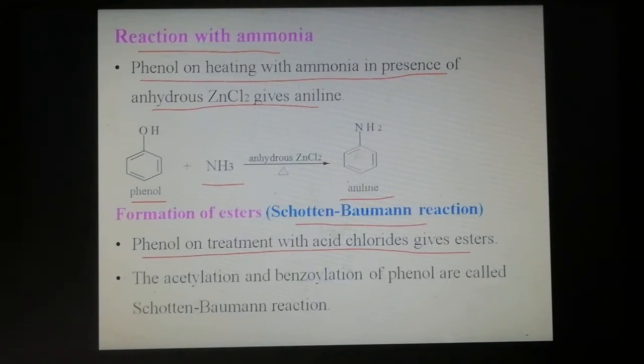The acetylation and benzoylation of phenol are called the Schotten-Baumann reaction. Phenol on treatment with acetyl chloride gives ester, and this reaction is called acetylation. Suppose benzoyl chloride is used in the Schotten-Baumann reaction, this reaction is called benzoylation. Now we discuss the equation for the Schotten-Baumann reaction.